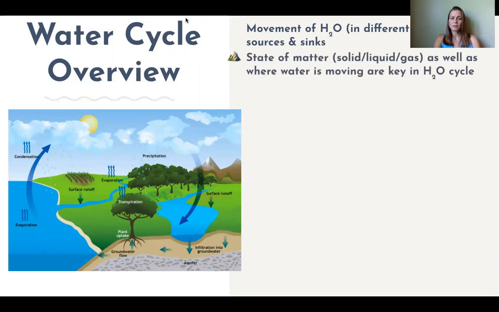The key to the water cycle, of course, is that the state of matter is also changing as we move through the water cycle. Just as the nitrogen was in different forms and the phosphorus was in different forms, and even the carbon is in different forms. In water, it's all the same chemical formula, but the state of matter is changing. So our precipitation is taking us from a gaseous form into a liquid form that is landing on the land or in the surface water.